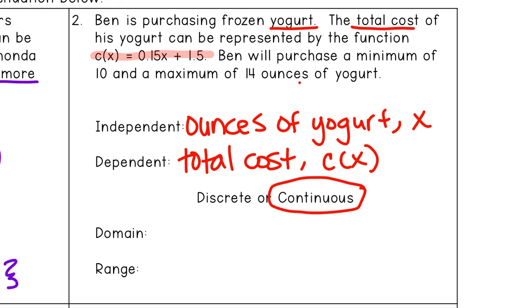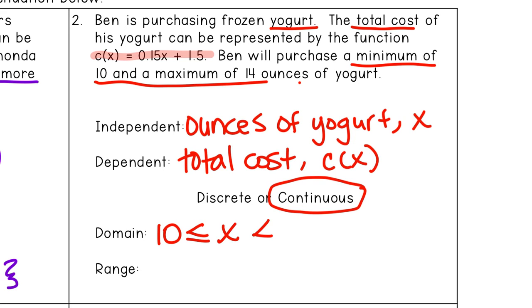So now, domain goes with my independent variable. So what are all the possible ounces of yogurt I could get? So when I look at the last sentence, it says minimum of 10 and maximum of 14. So we're going to write 10. This time it's not going to be a list. It's going to be an interval. So we're going to use less than or equal to x, less than or equal to 14.